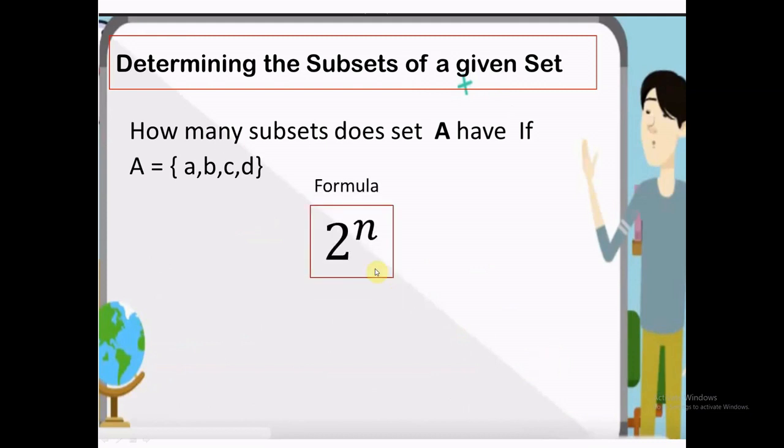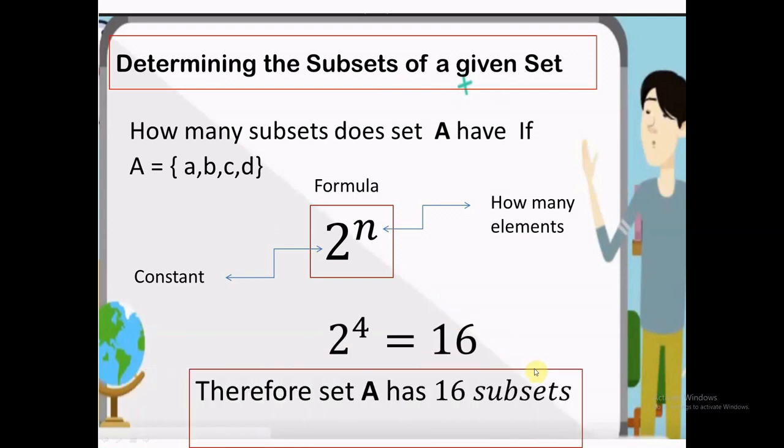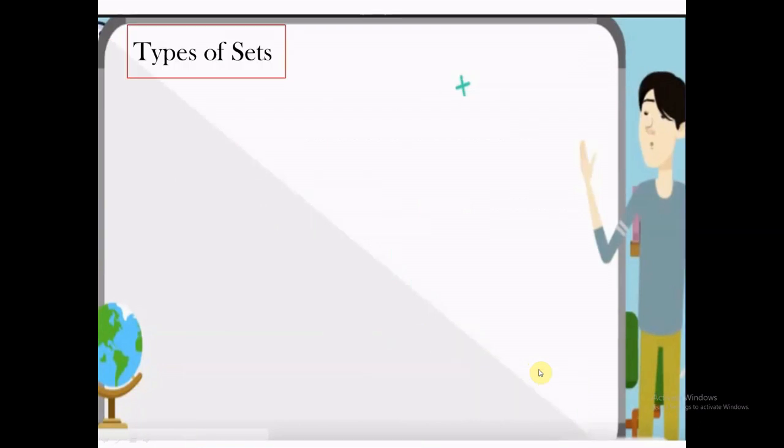Okay, so there is a formula: 2 to the power of n. 2 is a constant number and n is the number of elements. So how many elements do we have? We have 4. So 2 raised to 4 gives you 16 subsets. That is how we get the number of subsets.